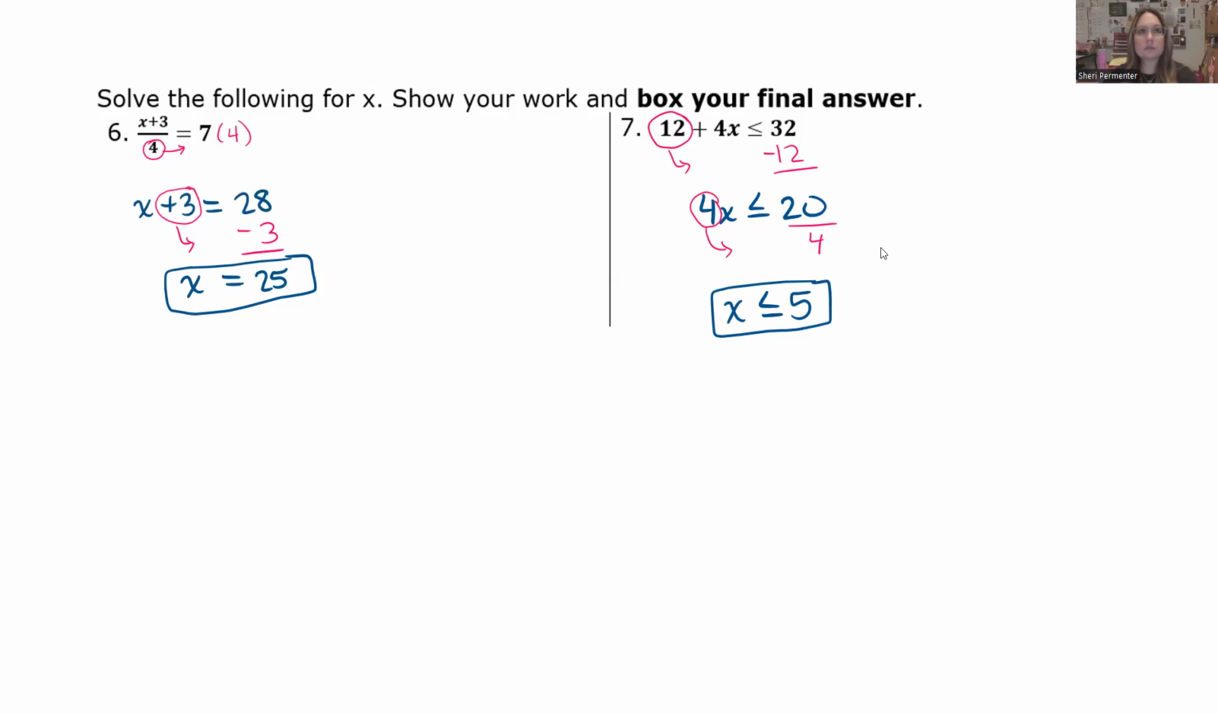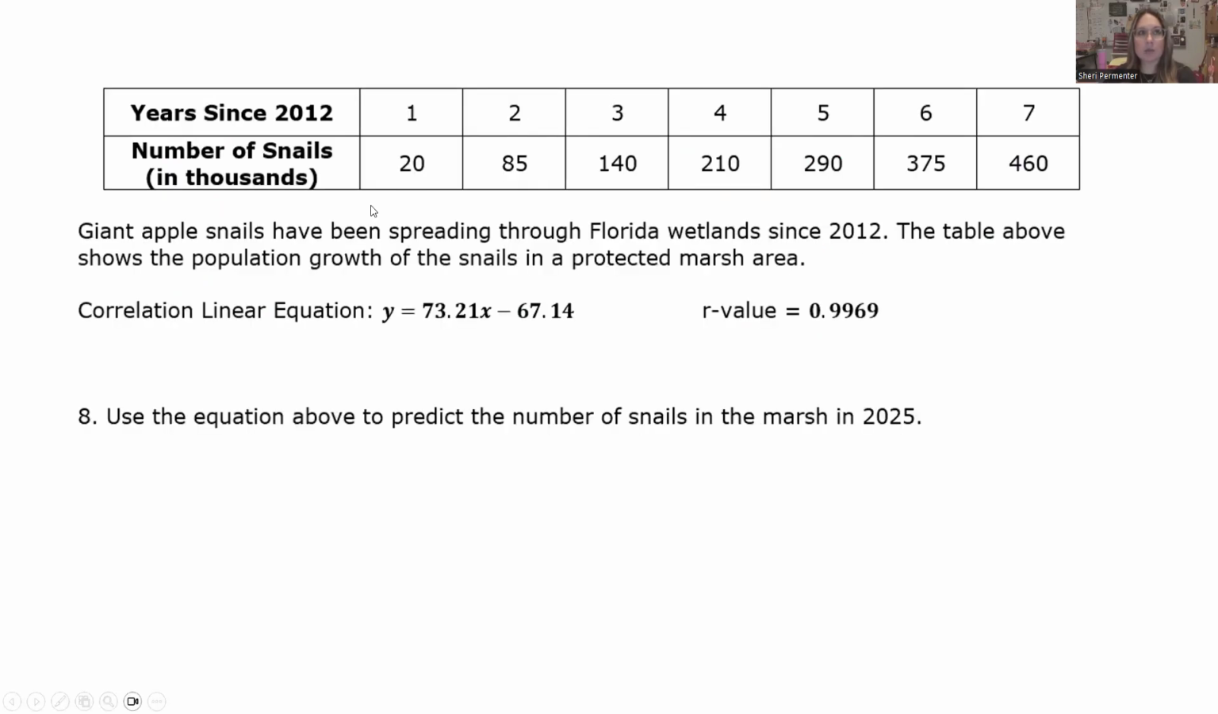Beautiful. We are almost done. We just have one last problem.